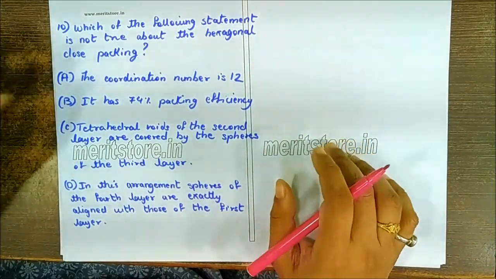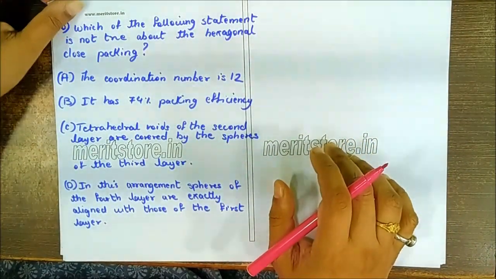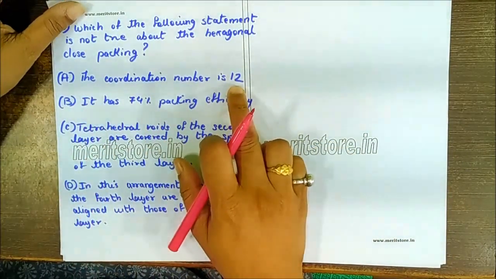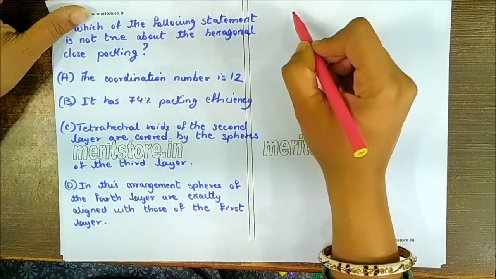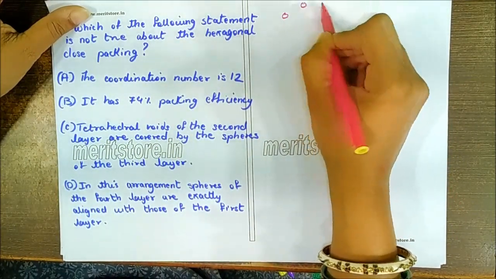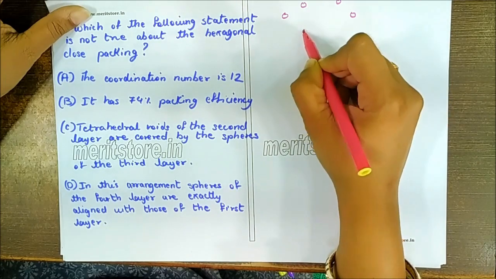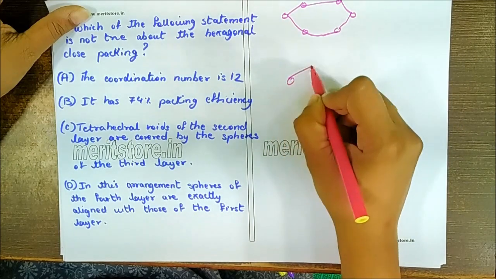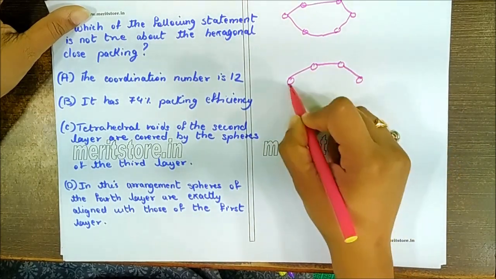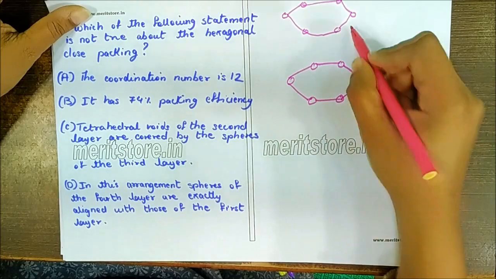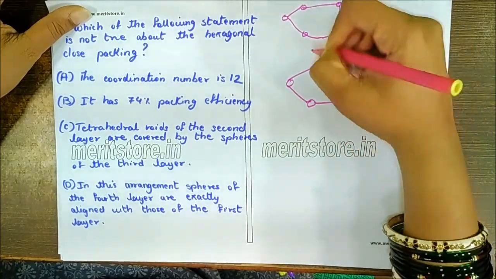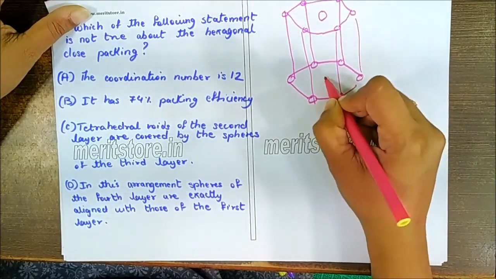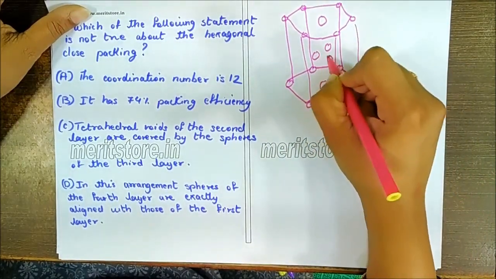Question number 10 is, which of the following statements is not true about hexagonal close packing? Here the coordination number is 12. When we talk about hexagonal close packing, there are 6 atoms at the corners on the top of the hexagon. Similarly, you will find 6 at the bottom. So it's kind of like a hexagon. There are 2 edge centers like this, and there are 3 body centers.